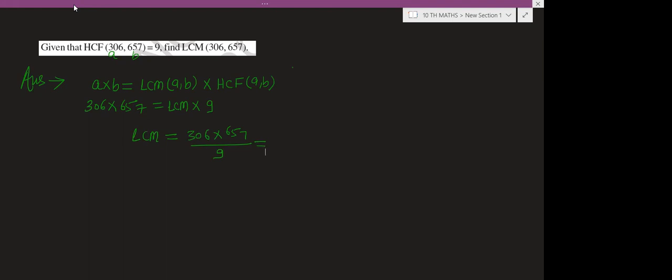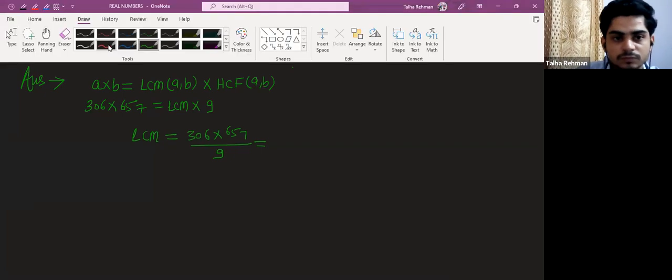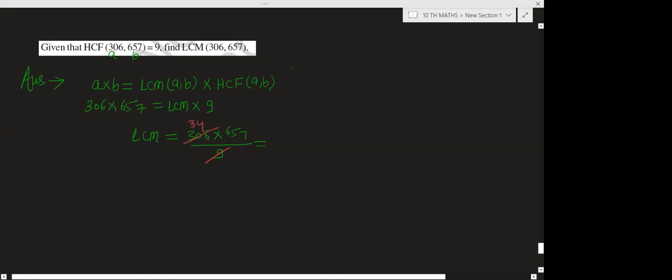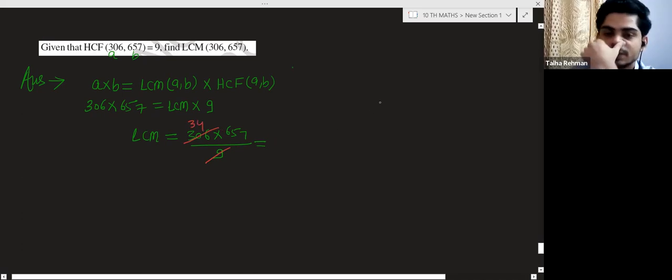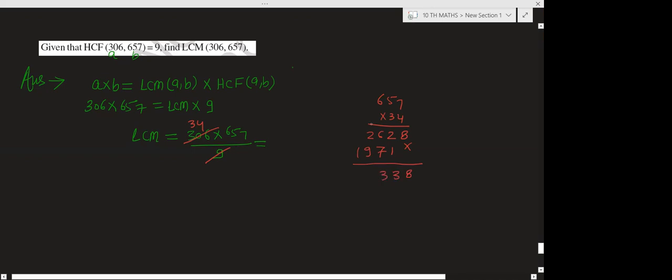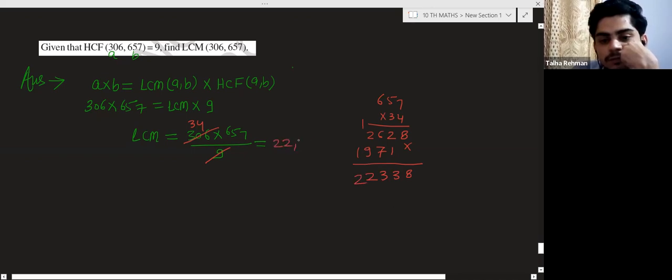Sir, we can cut 9 and 657. Okay, 73. Like I can cut this, 34, and we will multiply this. What is the answer, please tell me. Sir, it will be 22,338. You are right. So this is the required answer. This is a very easy question. You can solve it easily.